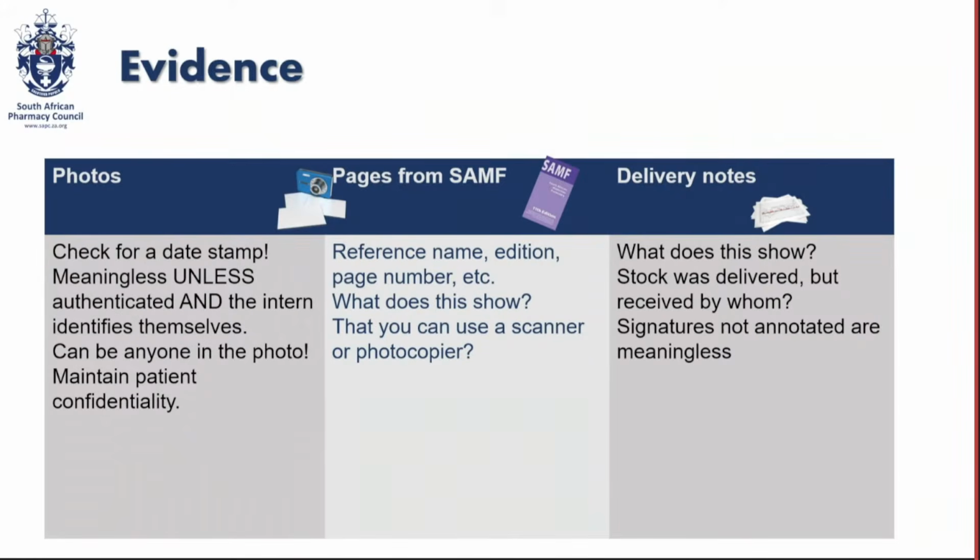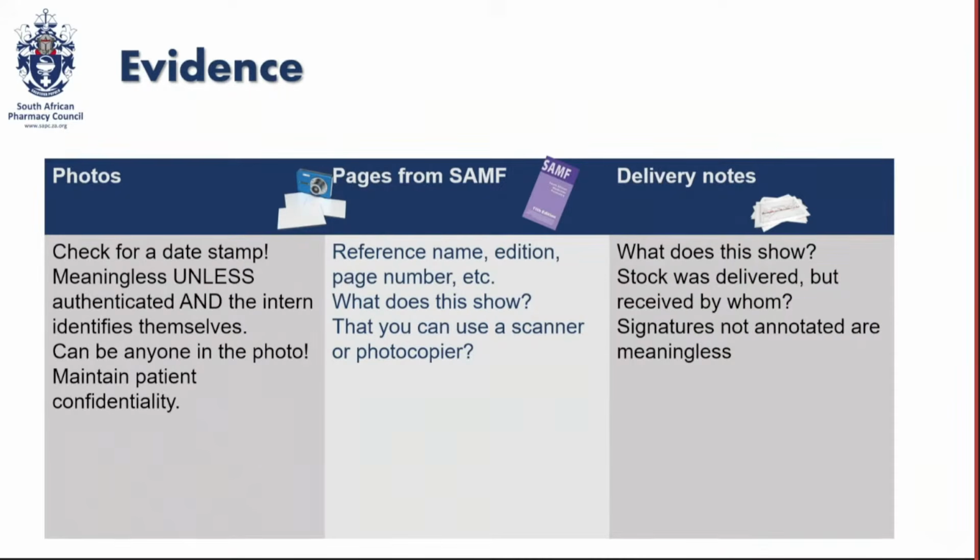Delivery notes. So what does a delivery note show? We get submissions of delivery notes, but we're not sure what they are trying to show us. Are they showing us where it came from? What is the delivery date? What is the quantity, batch number, expiry date? Whatever it may be that they are referring to within that delivery note.